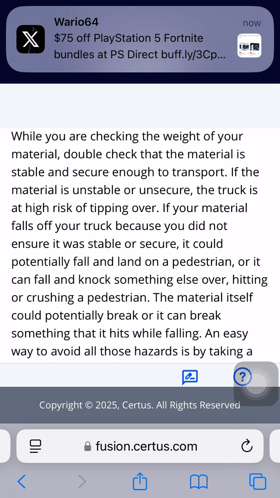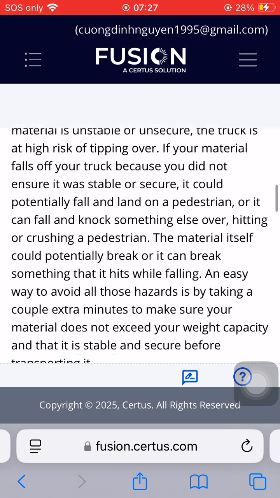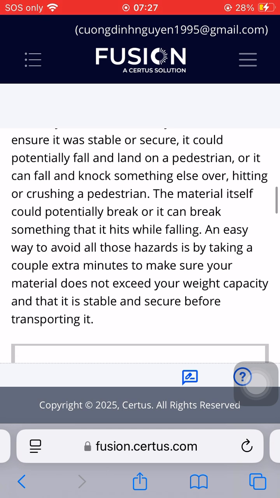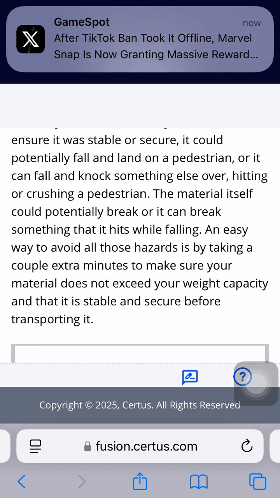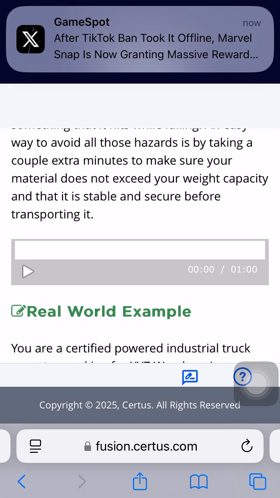If your material falls off your truck because you did not ensure it was stable or secure, it could potentially fall and land on a pedestrian, or it can fall and knock something else over, hitting or crushing a pedestrian. The material itself could potentially break, or it can break something that it hits while falling. An easy way to avoid all those hazards is by taking a couple extra minutes to make sure your material does not exceed your weight capacity and that it is stable and secure before transporting it.